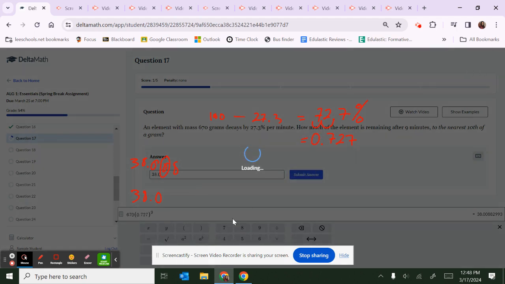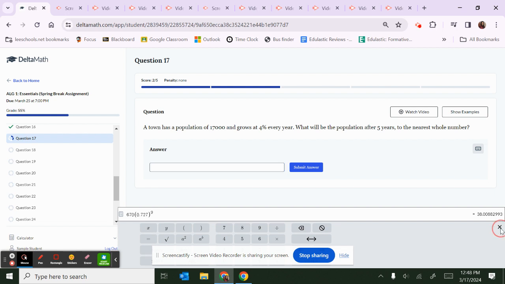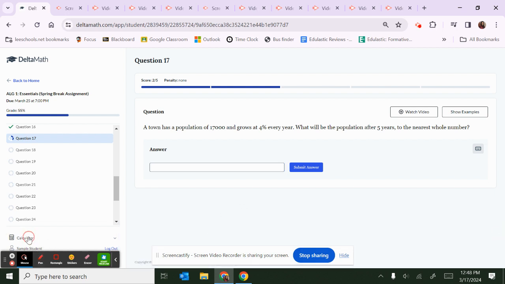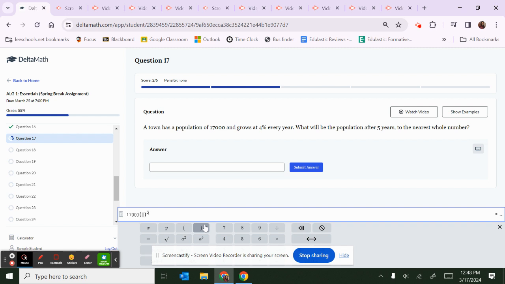So next question, guys. For the next one, we're going to do the exact same similar things. So again, I click my calculator because I'm going to use my calculator closely. So 17,000 is my initial. My time is 5. It says I'm growing by 4%. So growing means that you're going to add. So we're going to add 4% to how much?